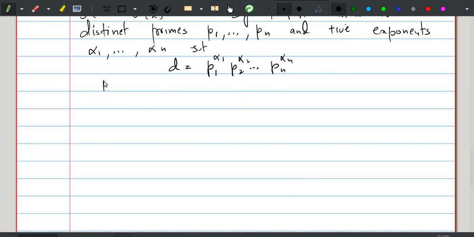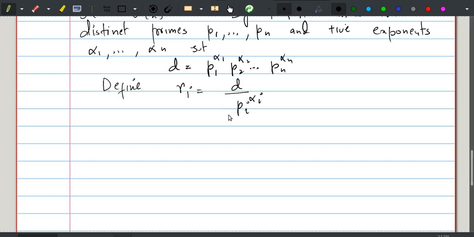Now let us define this r_i to be equal to d over p_i to the power alpha_i, so that r_i times p_i to the alpha_i is equal to d.